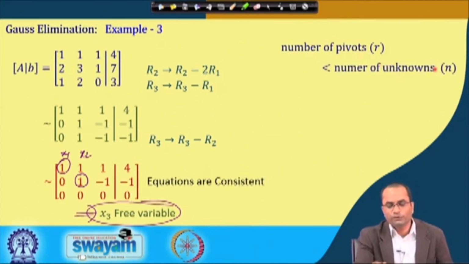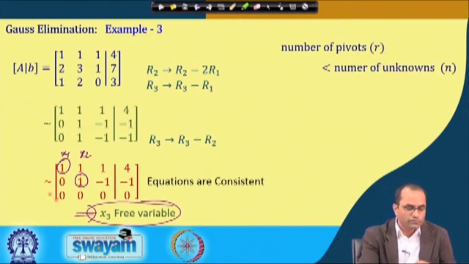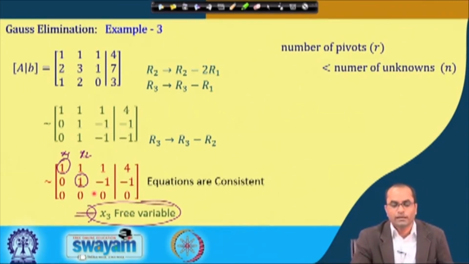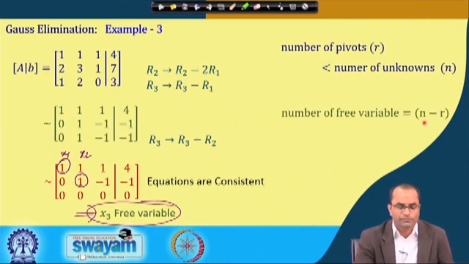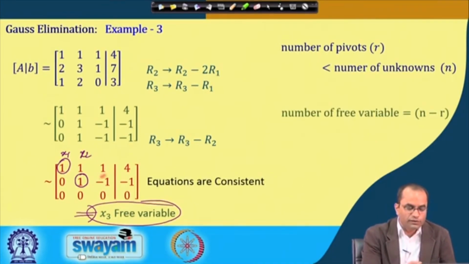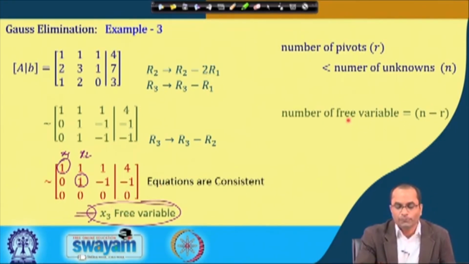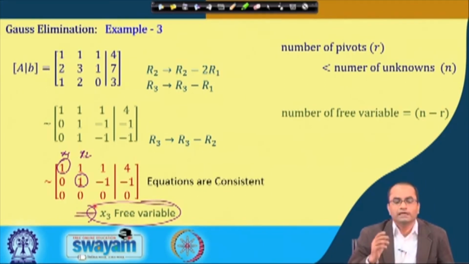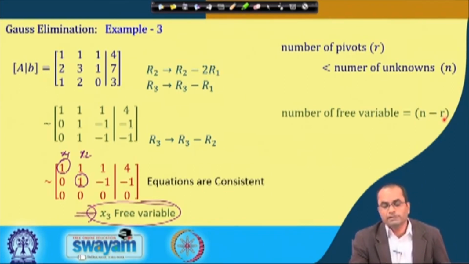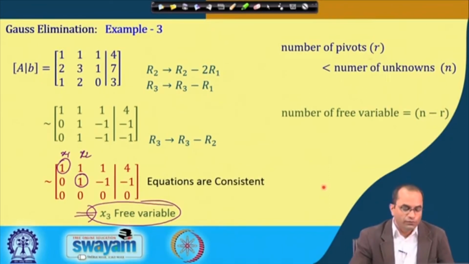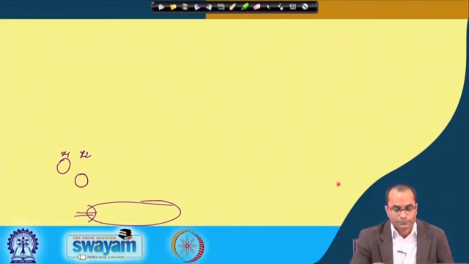Here the number of pivots is less than the number of unknowns, because there are 2 pivots and 3 unknowns, and the number of free variables will be precisely the remaining one. The x1 has a pivot, x2 has a pivot, but x3 does not have a pivot, so this is the free variable. The number of free variables will be n minus r, where n is the number of columns in the main matrix A, or the number of unknowns, and r is the number of pivots. We give this name to the number of pivots.